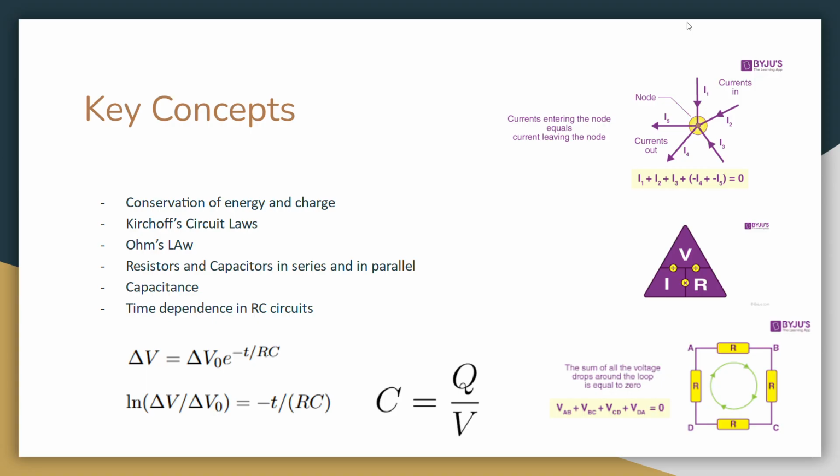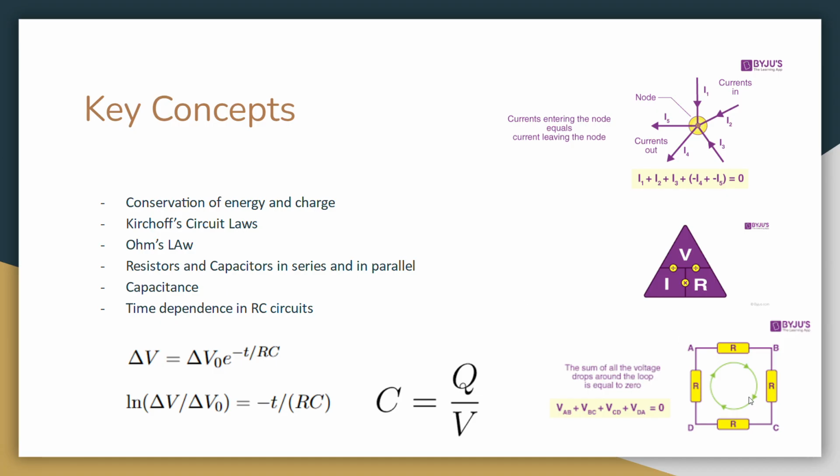So some key concepts to understand. We have the conservation of energy and charge, and then Kirchhoff's circuit laws. So this is an example of one of the laws, and this includes node as well. And then we have Ohm's law, which is V is equal to I over R. Resistors and capacitors in series and in parallel.